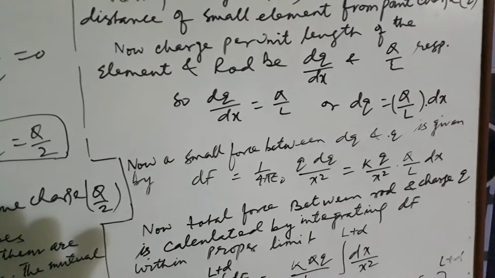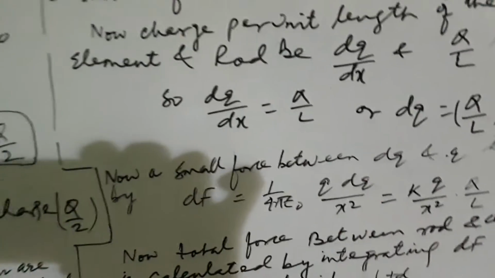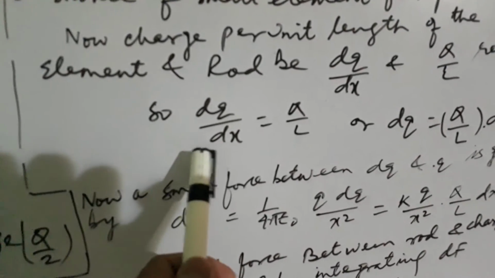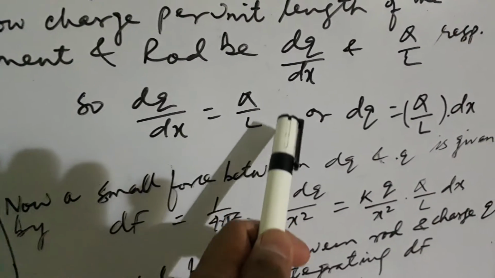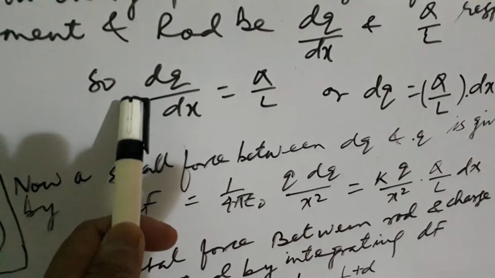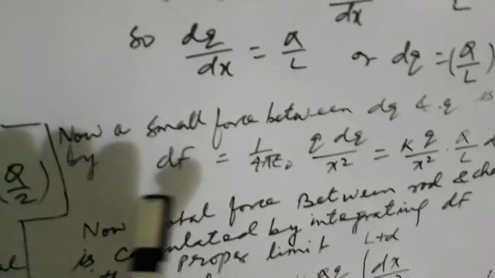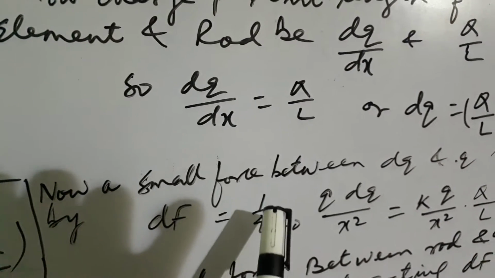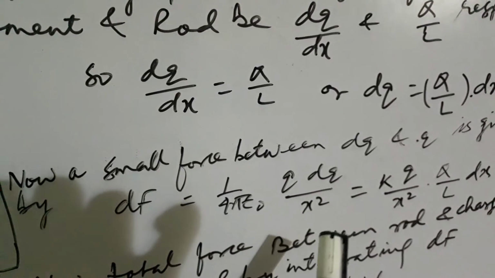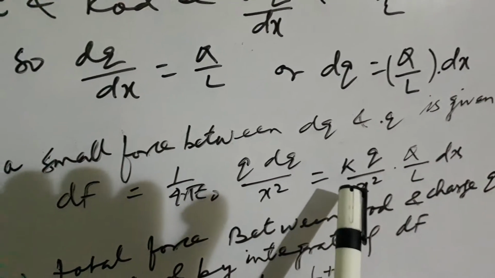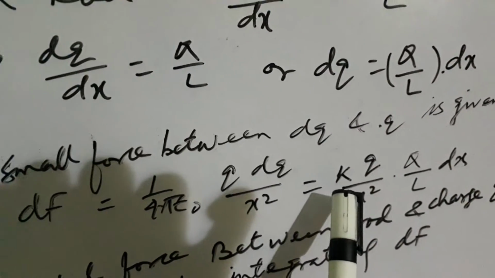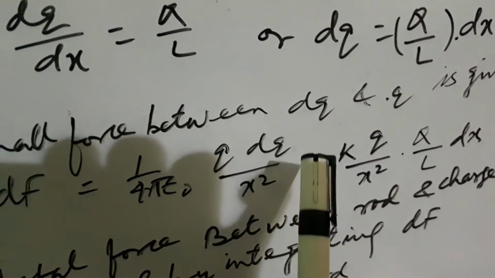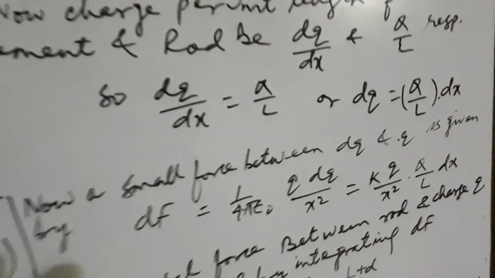So first of all we will have to find the value of dq. Equating charge per unit length, the charge per unit length of the element is dq by dx and the charge per unit length of the rod is Q by L. So dq equal to Q by L dx. Now the small differential force between dq and q is given by dF equal to 1 by 4 pi epsilon naught q dq by x square, and 1 by 4 pi epsilon naught is replaced by k, so dF equal to k q by x square into Q by L dx, because we have the value of dq. Now this is a small force between a small length element and charge q.